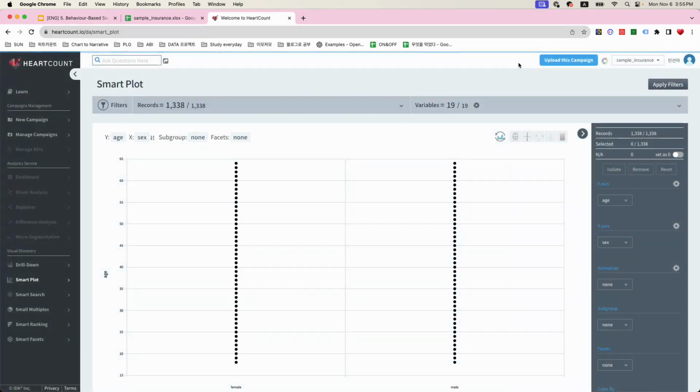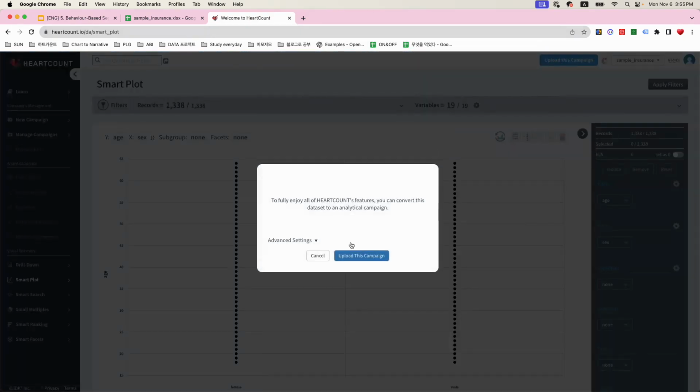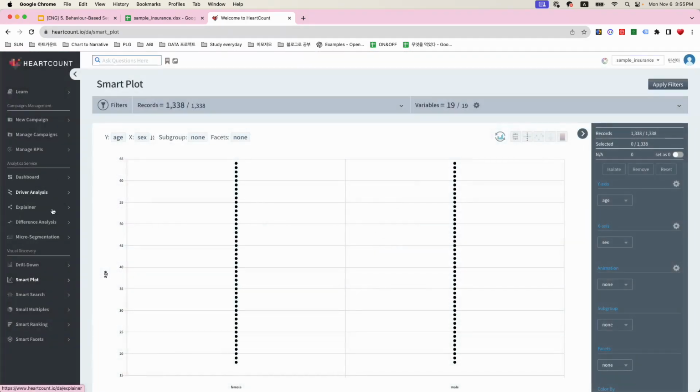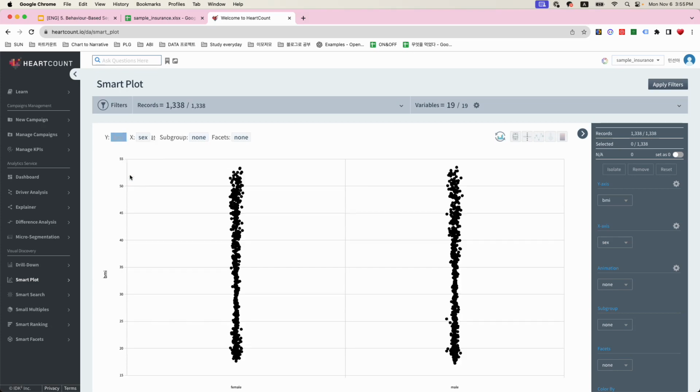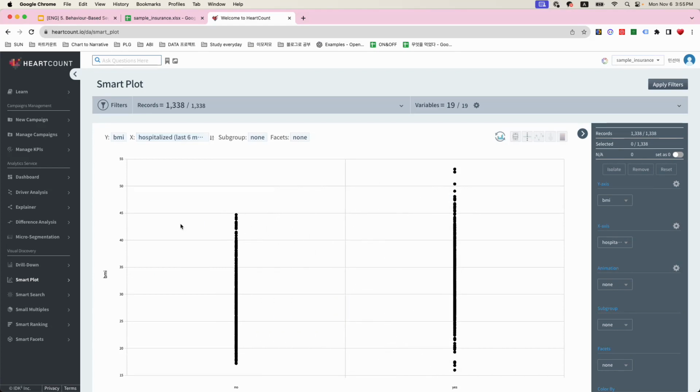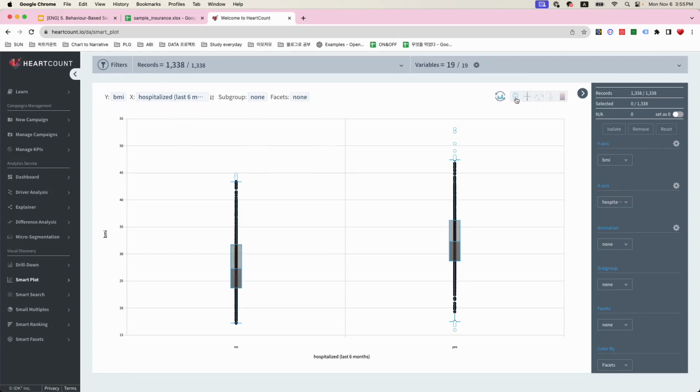I'm actually going to upload this campaign first in order to use the advanced analysis function afterwards. Okay, so when examining whether there's a difference in body mass index between individuals who have been hospitalized within the last 6 months and those who haven't, we generally look at the distribution, right? Here, click this.